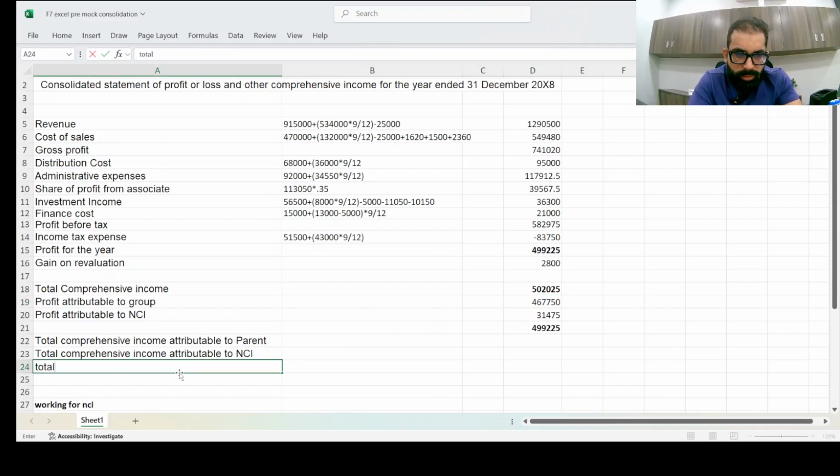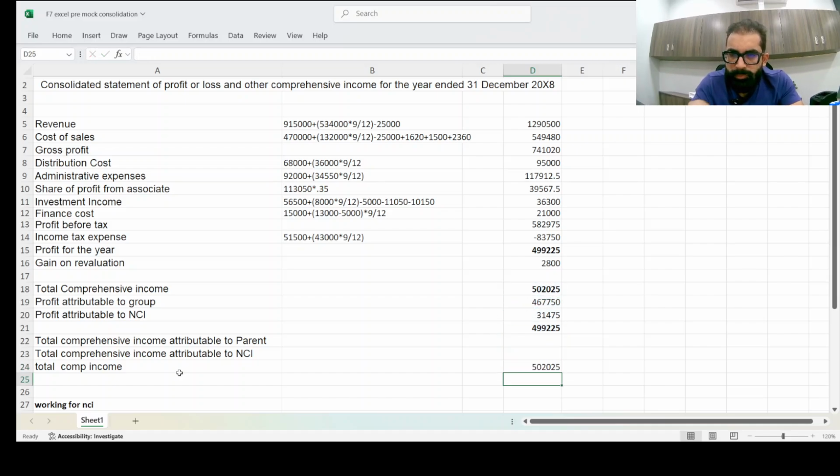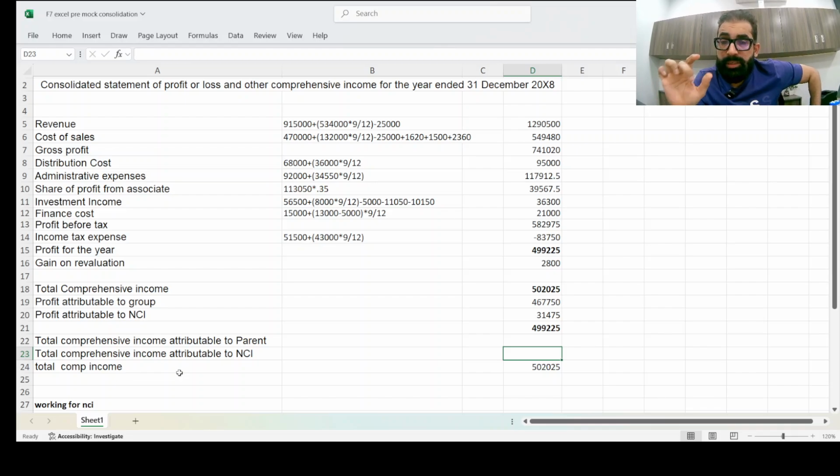Now total comprehensive income. Complete total comprehensive income is, wait, it's going to be 502. This one is the complete total comprehensive income. Now what is the total comprehensive income related to NCI? Listen to me, just the last line, only 2 minutes.